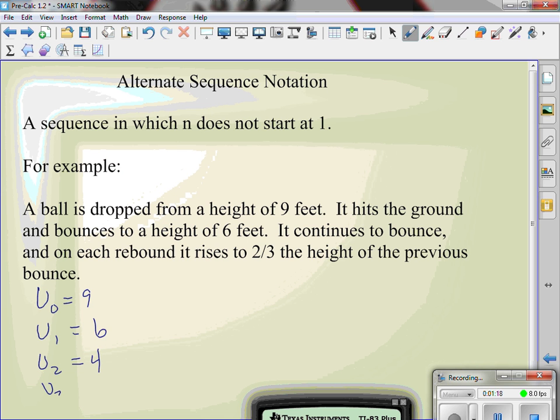U sub 3. After the third bounce, what is 2/3 of 4? What's 4 times 2/3? 4 times 2 is 8, so it's 8/3. Let's see, 8/3 means 2 and 2/3, and 2/3 means 0.7. So it's 2.7.